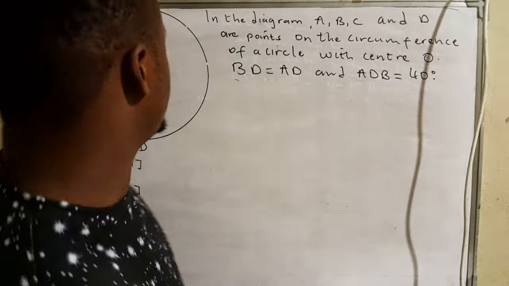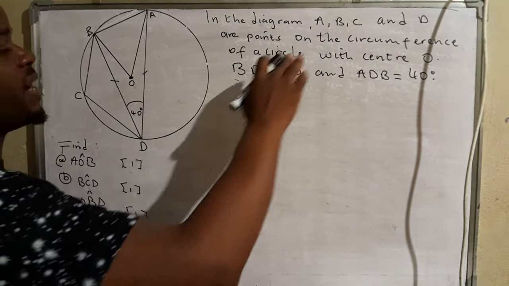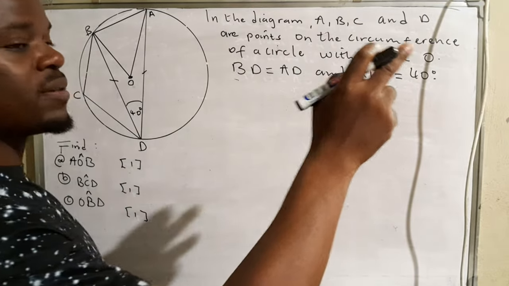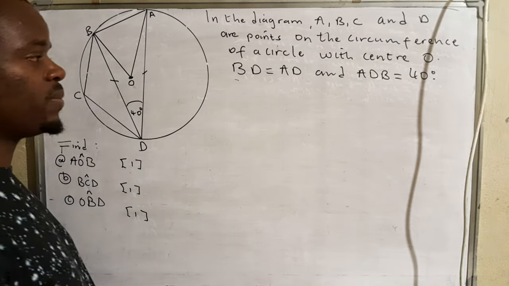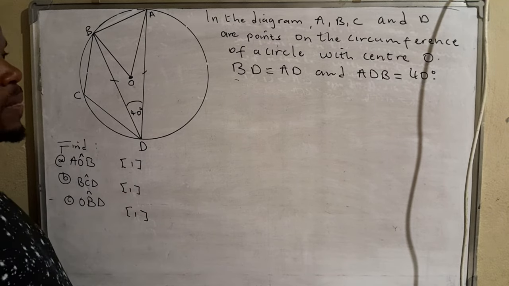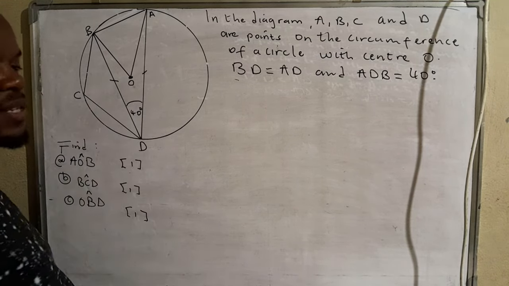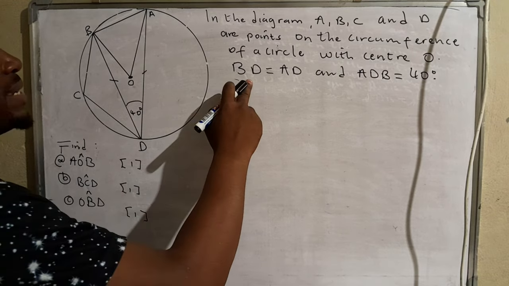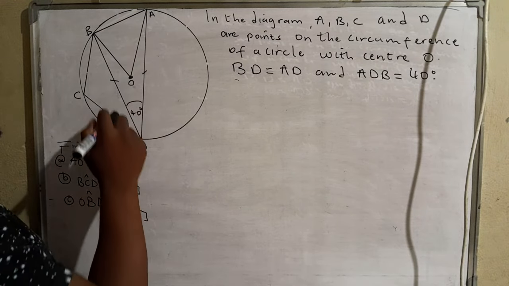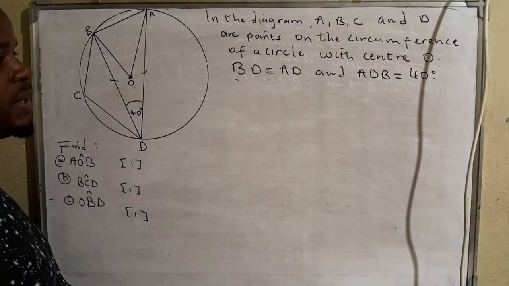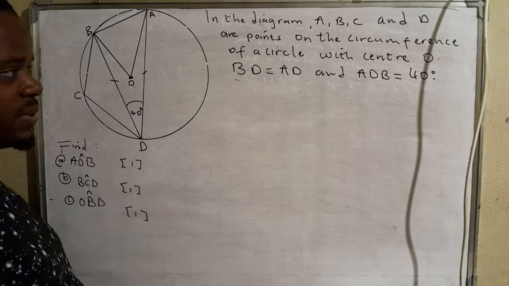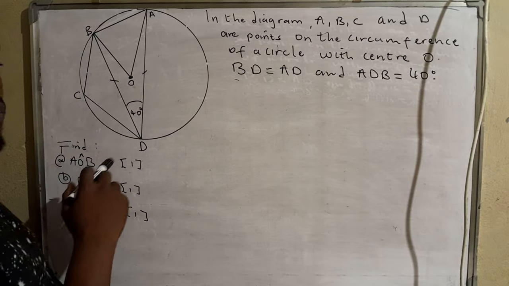Okay, so now here is the problem. They're saying in the diagram, A, B, C, and D are points on the circumference of a circle with center O. So the points are these. This is point A, point B, point C, and point D. Then this is actually the center. BD is equal to AD, hence those marks. And angle ADB is equal to 40 degrees. Find AOB.